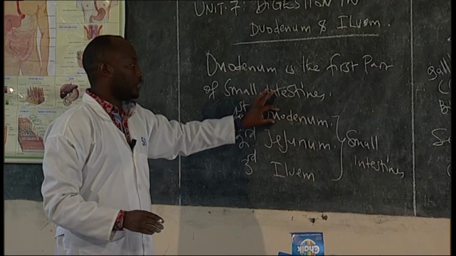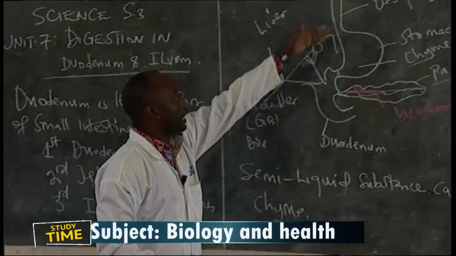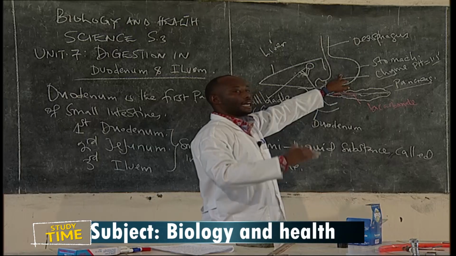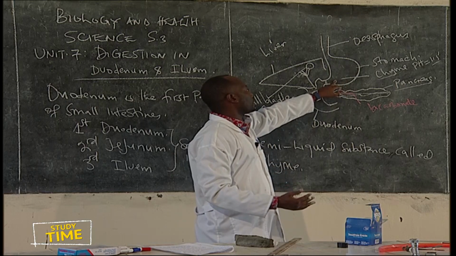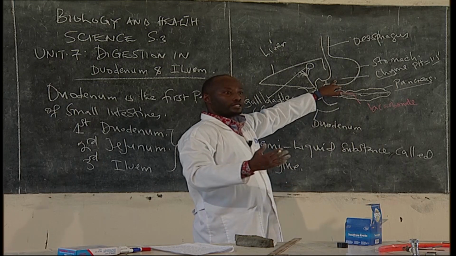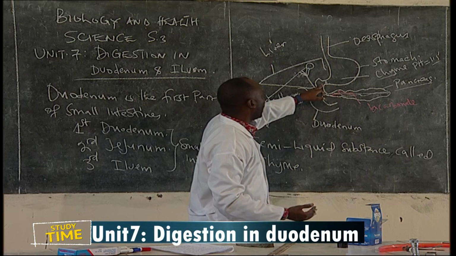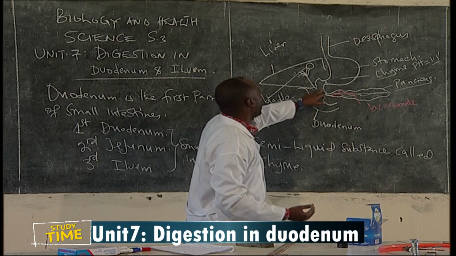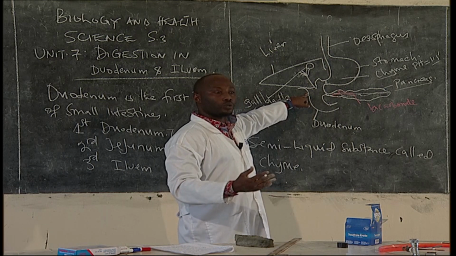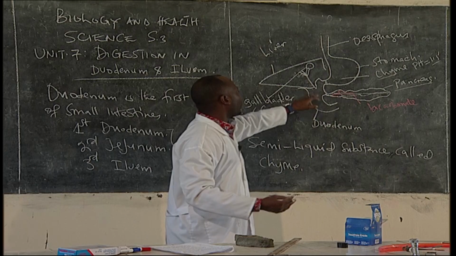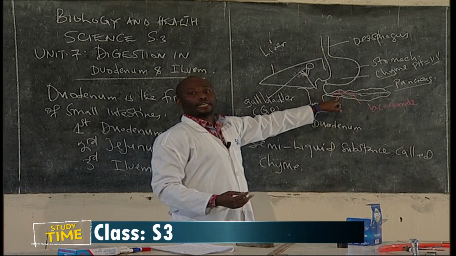I said the digestion in the duodenum starts from the stomach. The food is churned after mixing with the gastric juice and is released in the form of a liquefied substance called chyme. The chyme is released into the duodenum, and once it is released, it stimulates the walls of the duodenum to secrete a hormone called secretin, which stimulates the pancreas to release pancreatic enzymes.